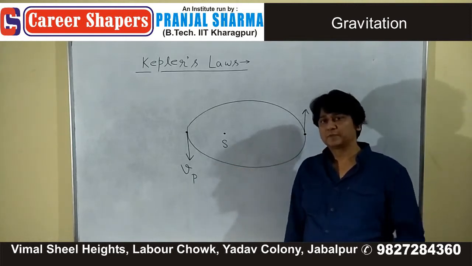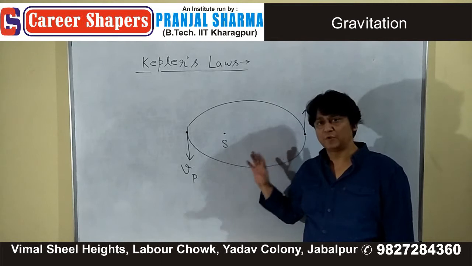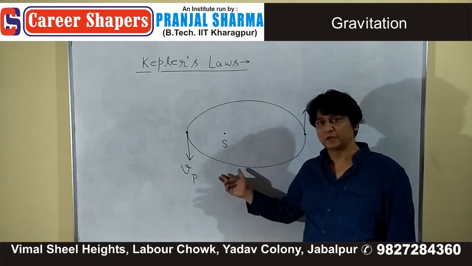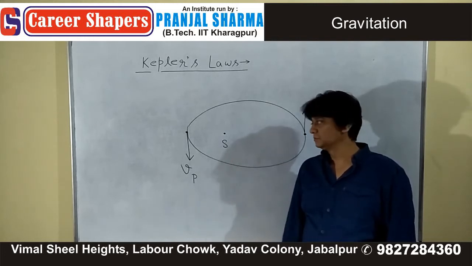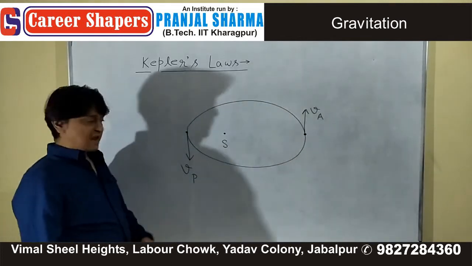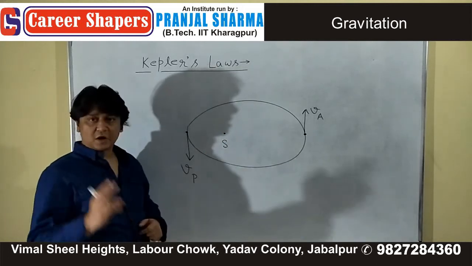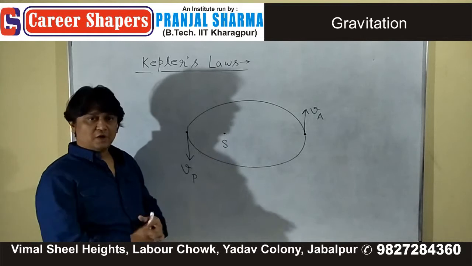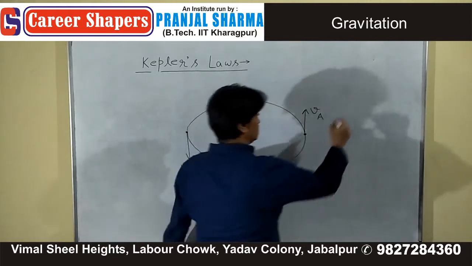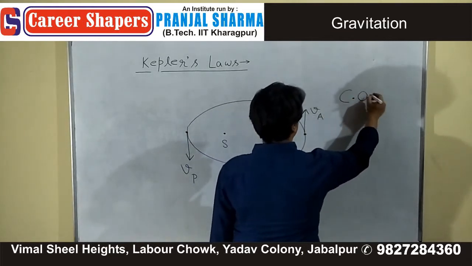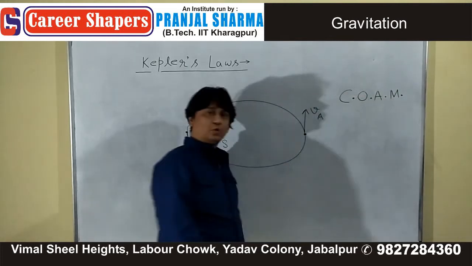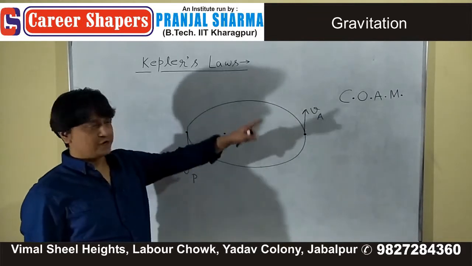Pause the video, think about how we can find VP and VA with everything we have learned so far. If you cannot, come back, take the hint, and then again pause the video and try to find it. So, our aim is to find VP and VA. That means there are two unknowns, and for two unknowns, we must have two equations. First equation we got from COAM. That was also Kepler's second law, conservation of angular momentum.